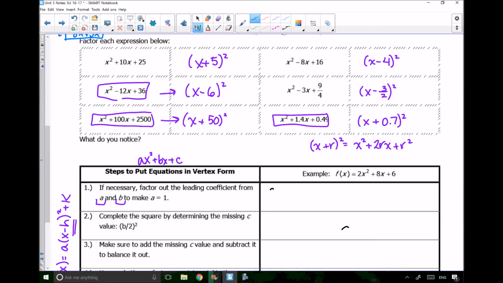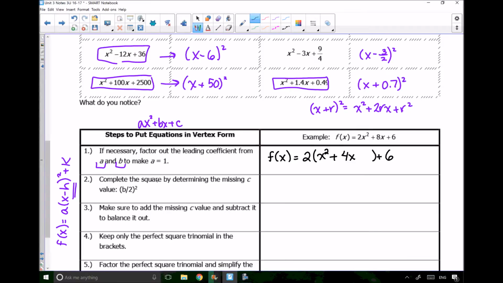So I'm going to rewrite this as f of x is equal to 2, and then when I factor out a 2 from 2x squared, I get x squared. And then when I factor out a 2 from 8x, I get 4x. And I'm not going to factor it out of my c value. So I'm going to leave the plus 6 on the outside of my brackets. Now, I've not changed this equation right here. If I distribute the 2 through, I end up getting the exact same equation, okay?